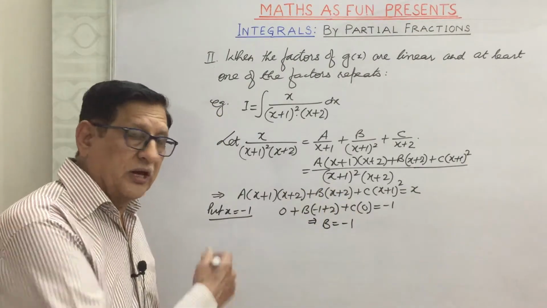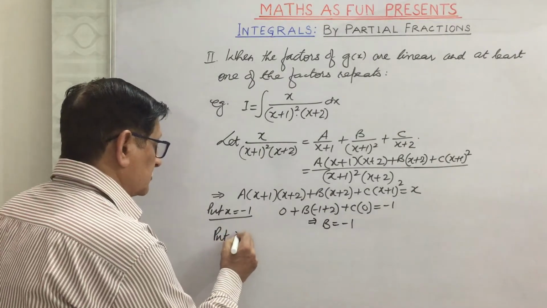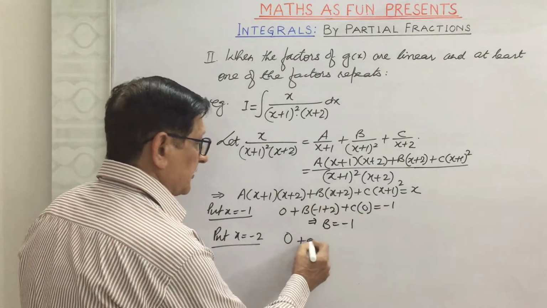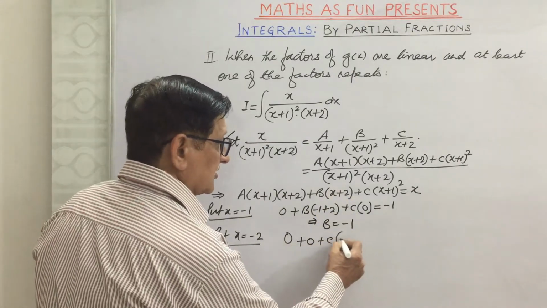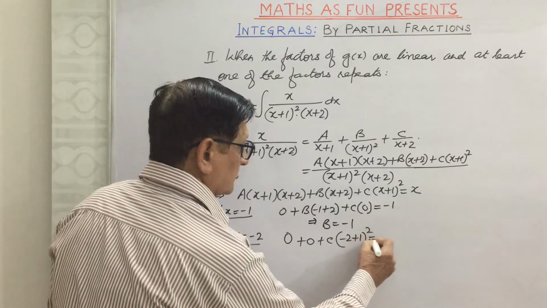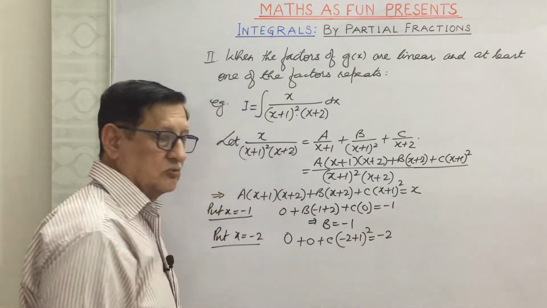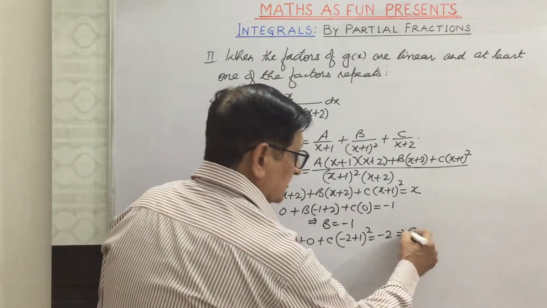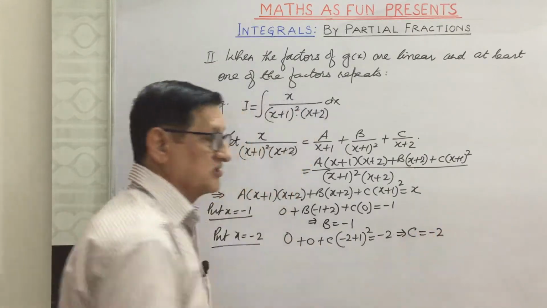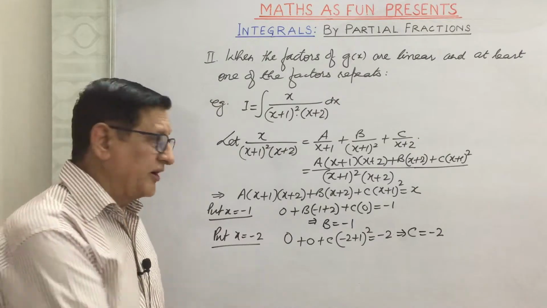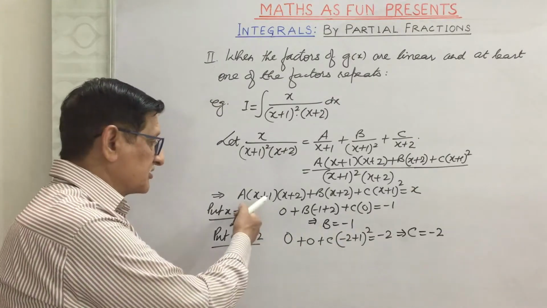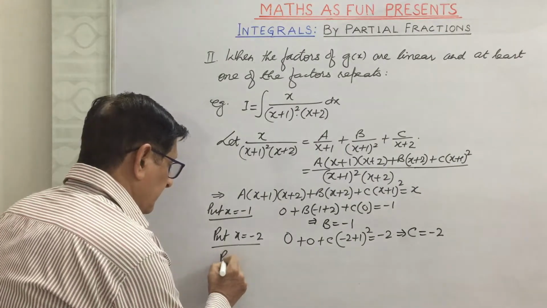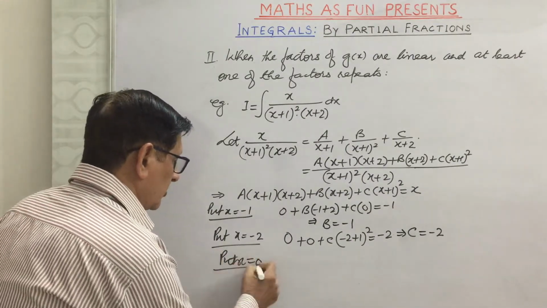Now we will put x is equal to minus 2. And we get here this part is 0, this part also becomes 0, and this will be c into (minus 2 plus 1) square is equal to minus 2. Minus 2 plus 1 is minus 1 and the square of minus 1 is 1, so we get the value of c as minus 2 here. To find the value of a, we can substitute any value for x other than these two. So suppose we are putting x is equal to 0.